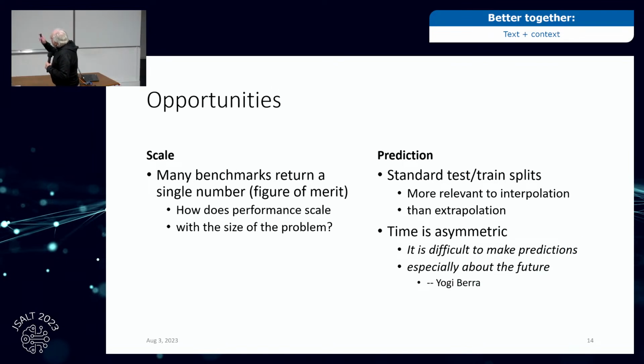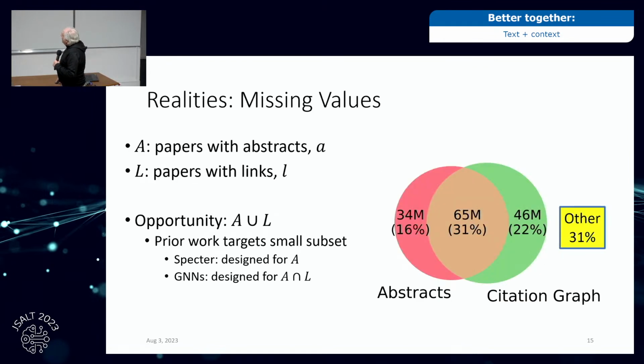Opportunities. Many benchmarks focus on a single figure of merit at a single point, and I want to know what goes on over a curve. How do these things scale with the size of the problem, and how do they scale with how much I'm trying to forecast? Forecasting is hard, and forecasting farther into the future is harder than forecasting a little in the future.